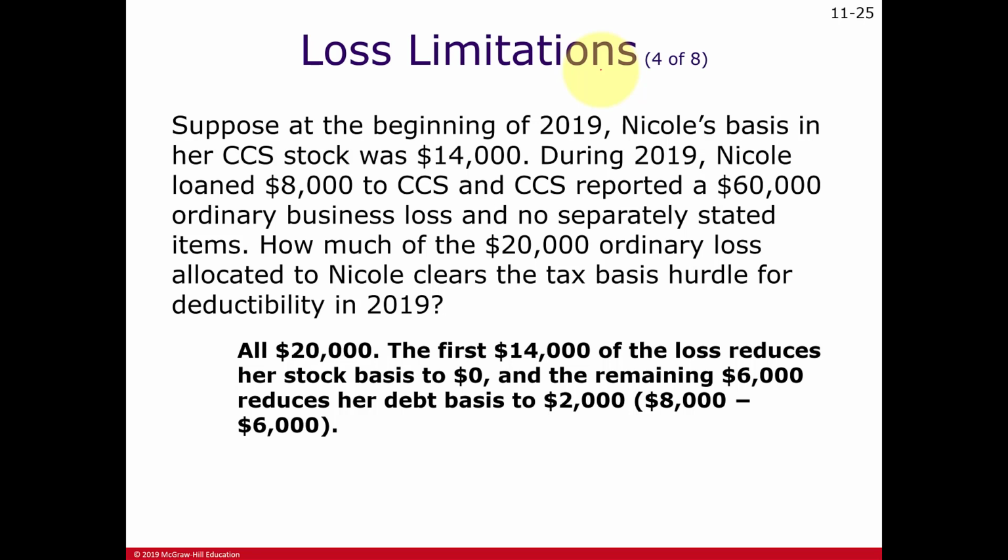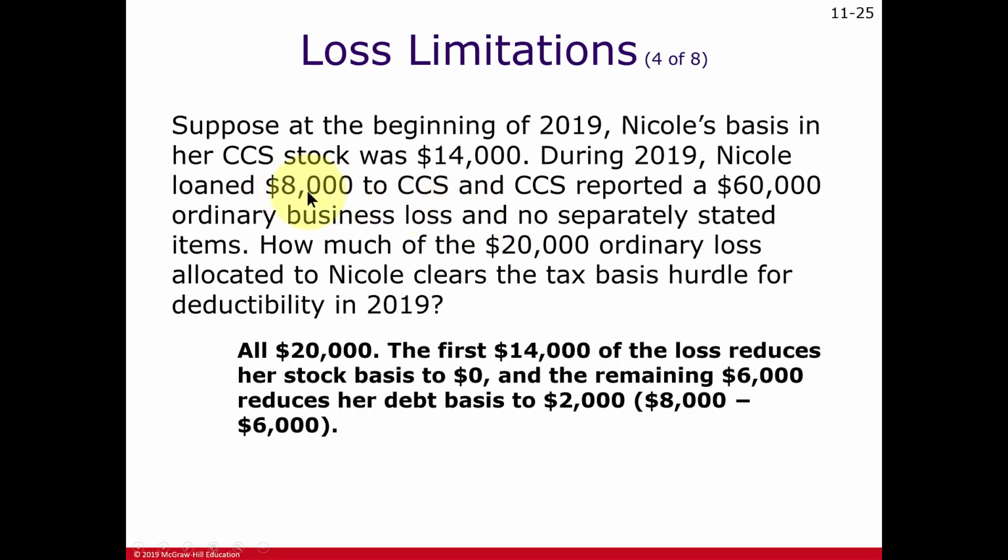Let's go through this example. Suppose at the beginning of 2019, Nicole's basis in her CCS stock is $14,000, and then during the year, she lends $8,000 to the corporation, and the corporation has a $60,000 overall loss. Remember, she's a 1/3 shareholder, so her share of the loss is $20,000. So the first thing we do is use up this stock basis of 14. So now we need another 6,000 of basis.